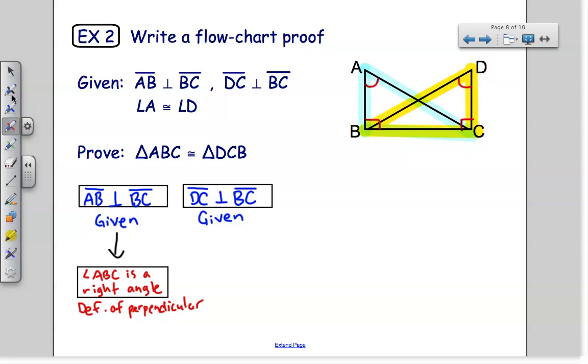And I'm going to have to do a similar thing over here. I know this is getting long now. But I had another pair of perpendicular lines. I also know that another angle is a right angle. Now DC, perpendicular to BC, gave me this angle as a right angle. That would be angle DCB, is a right angle as well. And again, I know that from that symbol or the definition of perpendicular.